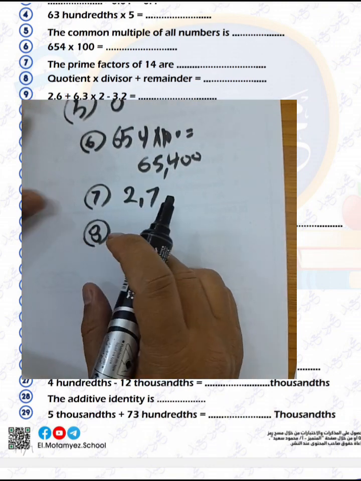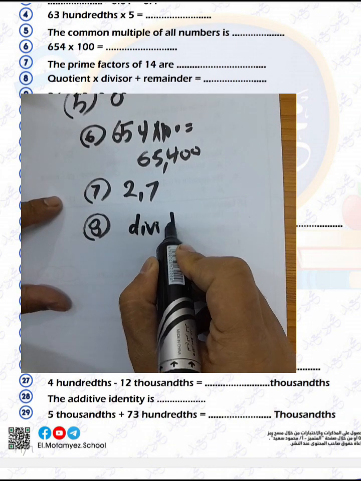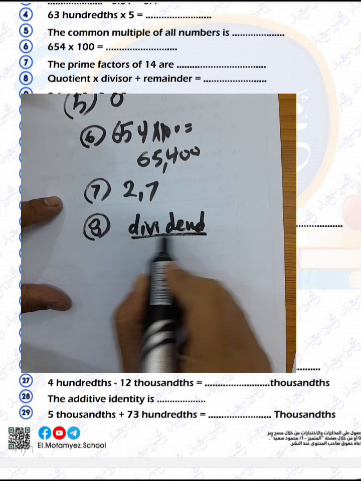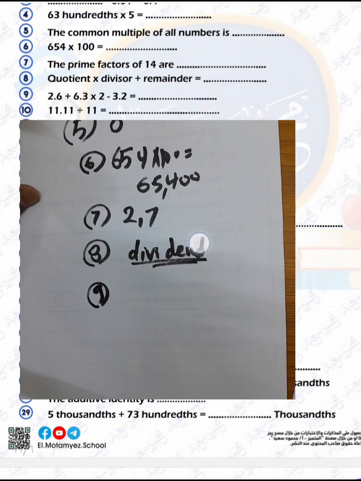Quotient times divisor plus remainder equals dividend. The dividend equals quotient times divisor plus remainder. Question number 9.